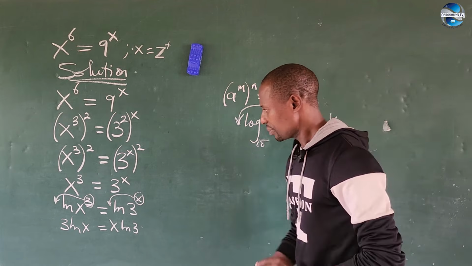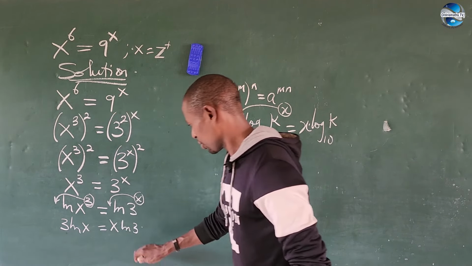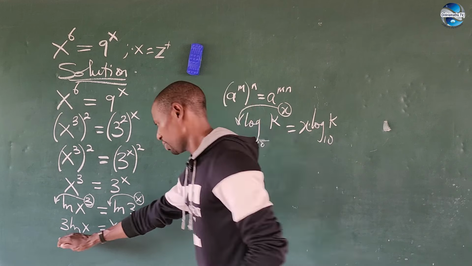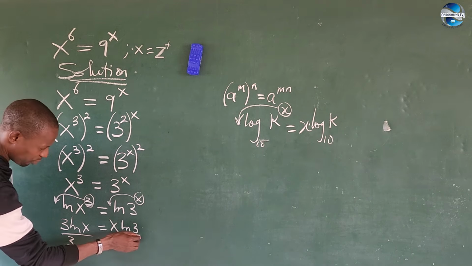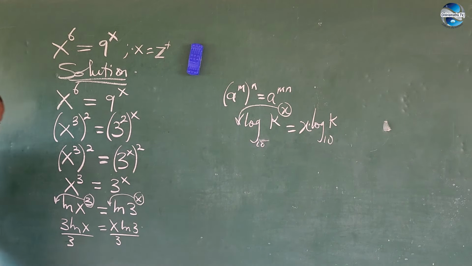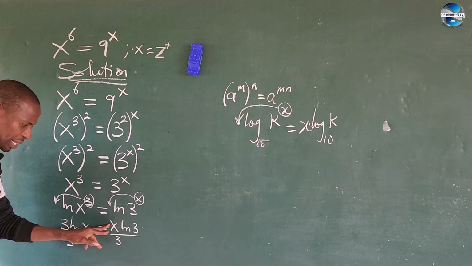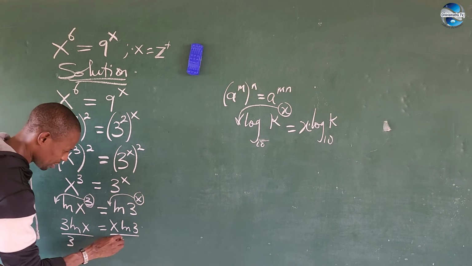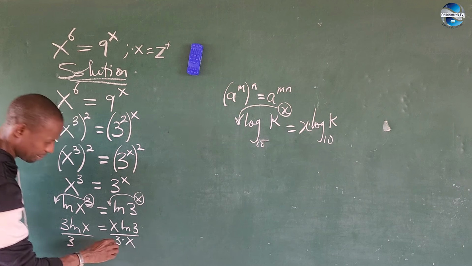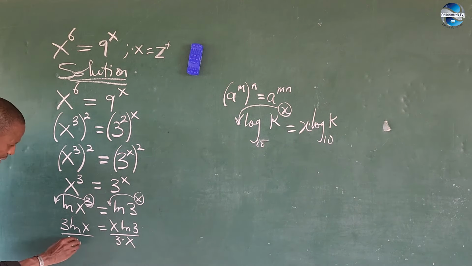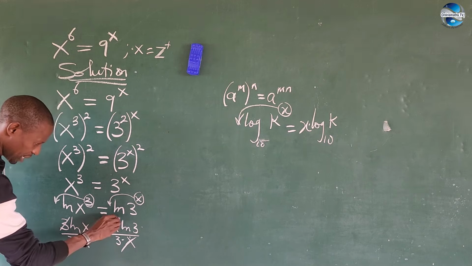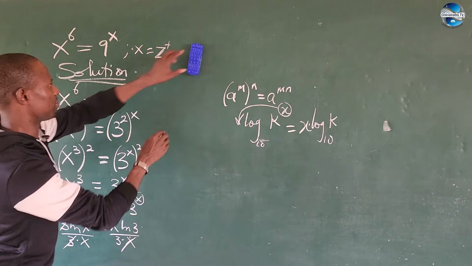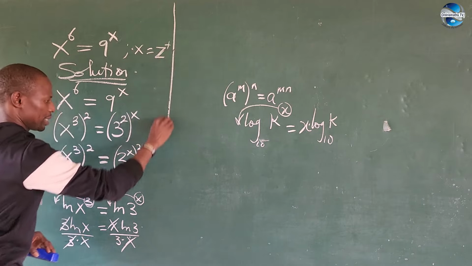Okay, so again, we look at this. What do we do? I want to eliminate this 3 and also this x. So let's divide through by 3 here, and we equally divide this side by 3. I also want to eliminate this x, so we divide by x, and we equally do that on this side also. So this 3 goes with this 3, and this x goes with this x. Our equation automatically becomes the following.